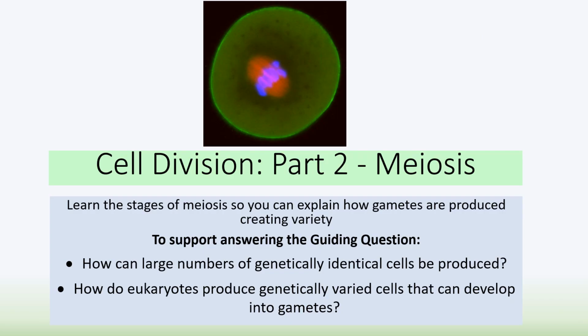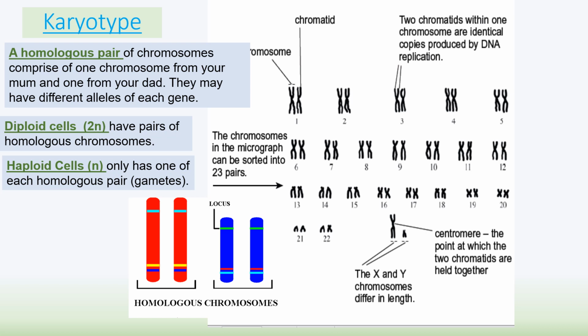So the second part of cell division then is called meiosis that we want to look at, and this is the production of gametes. So gametes, as you should be aware, are egg and sperm cells or pollen in plants. So again, we need to be familiar with these terms.